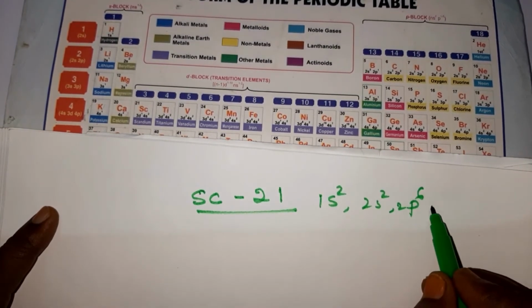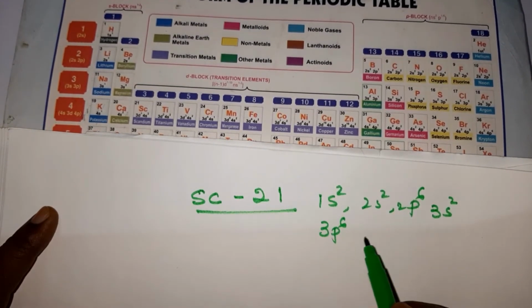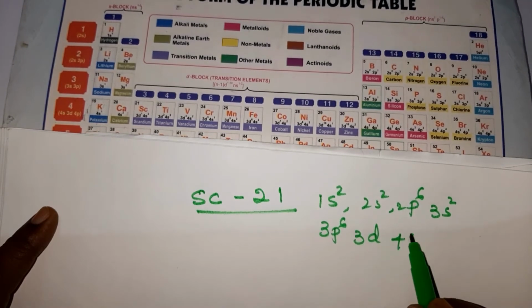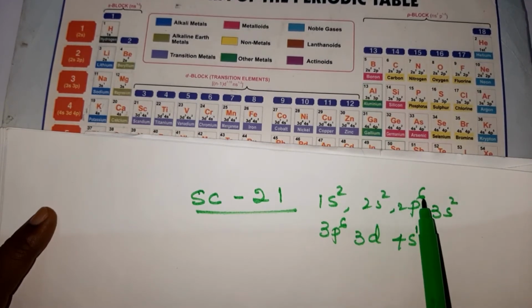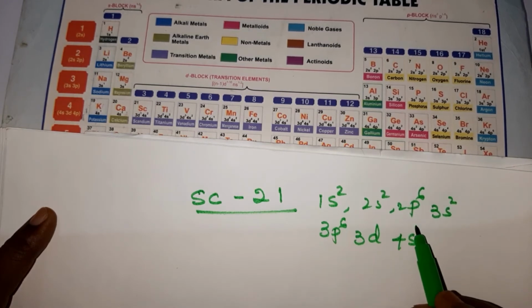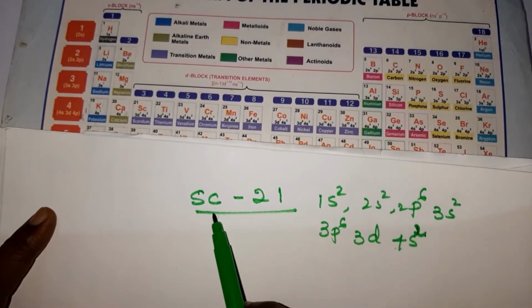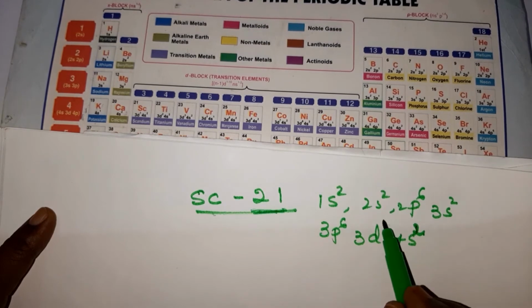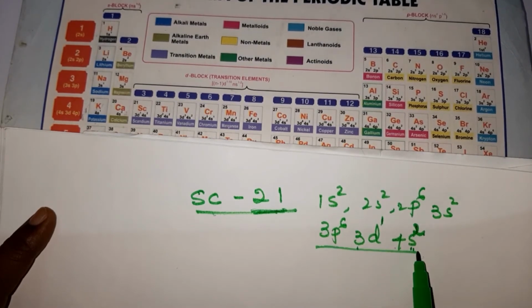2p6, 3s2, 3p6, 3d, then 4s, 4s1, children, because you count the number of electrons: 6 plus 4, 10, 10, 18, 19, 20, 4s2, and here the atomic number is 21, children. So 1 electron you are going to write here. So first you are going to fill the S shell and then write the D shell. Such elements are called transitional elements, children.